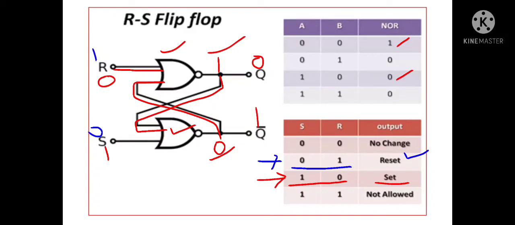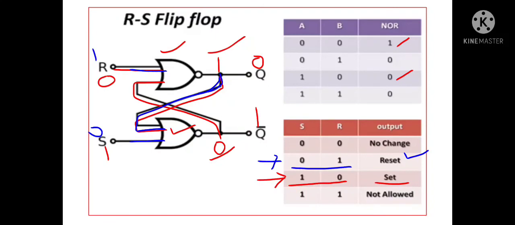And let us see the output of the second flip-flop. For the second flip-flop, the first input S is 0 from this side, and the second input is coming from the output of the upper NOR gate, which is 1, and going to connect to the input. So for these input conditions, the value of R is 1.